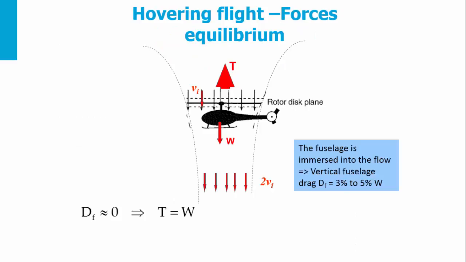The equilibrium in hovering flight shows that the thrust equals the weight of the helicopter. Therefore, the fuselage is immersed into the flow, and the vertical fuselage drag is only 3 to 5% of the weight, and it is usually neglected.